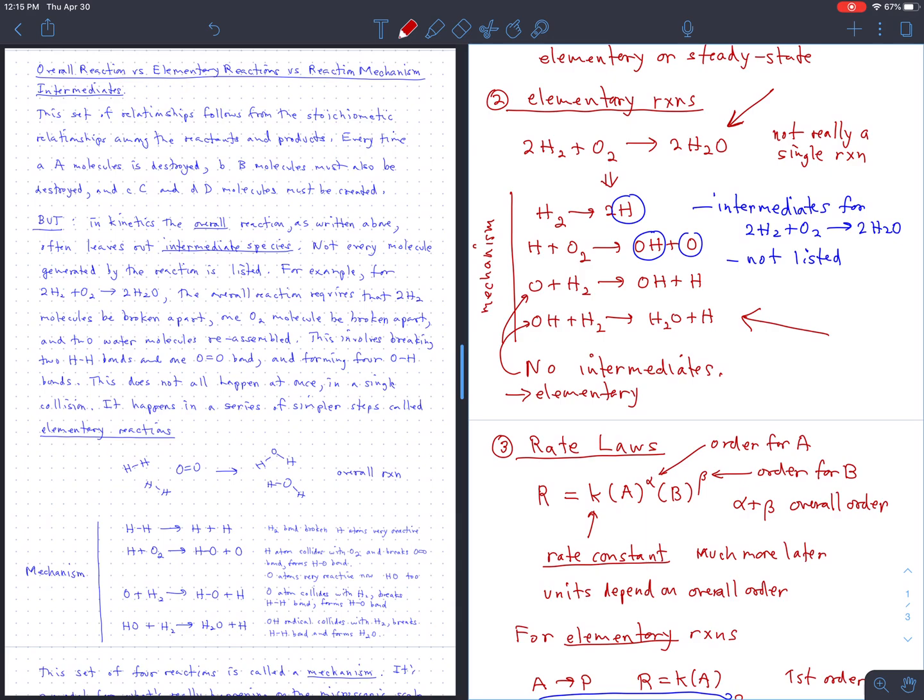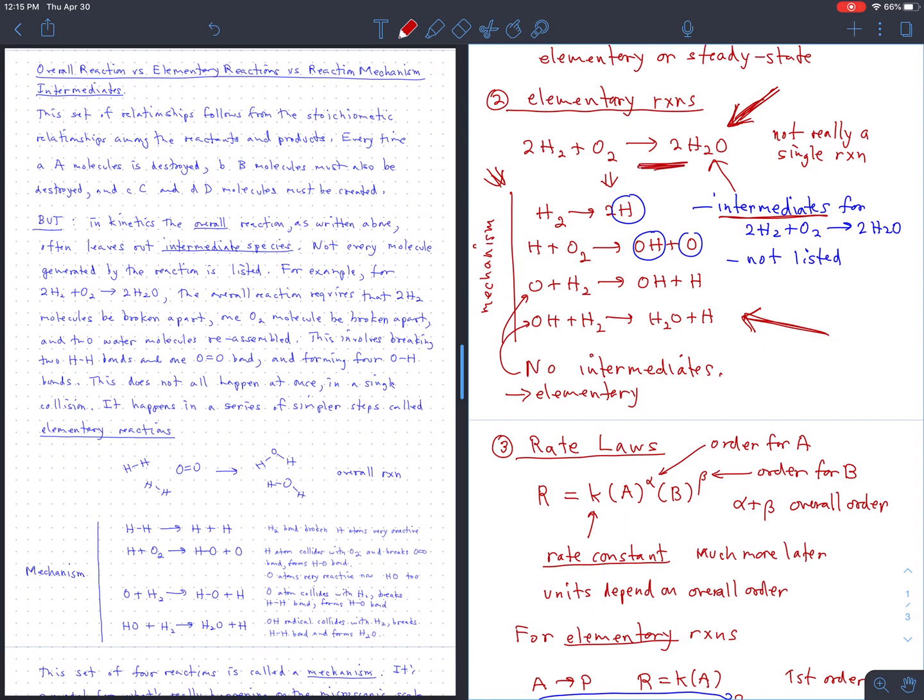And the distinction between an overall reaction like this one and elementary reactions like this one, like all these, is that the elementary reactions show everything that's involved in the reaction, whereas an overall reaction like this has hidden stuff. It has intermediates, which are species that don't show up in the overall reaction. And so if we look at each of these, this is the mechanism, or this is a proposed mechanism. It's not really the correct one, but a possible mechanism for this overall reaction.